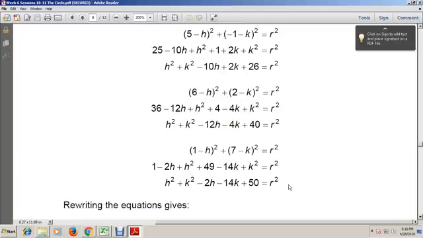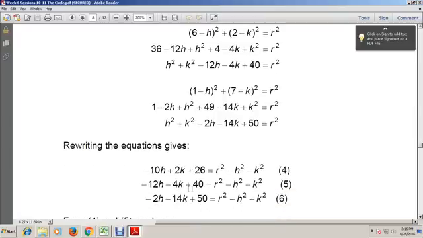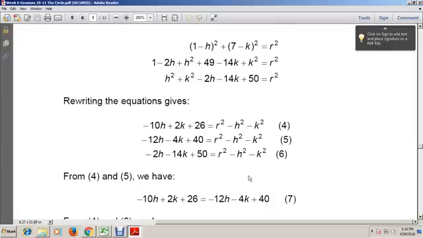Now, after you are done with expanding and expressing the forms of the equation in general form, you will have 3 forms of the equation. Now, the next step is to rewrite the equations in this form so that we should be able to do some eliminations. Of course, this form of the equation is the same, meaning equation 4 is the same as equation 5 is equal to equation 6.